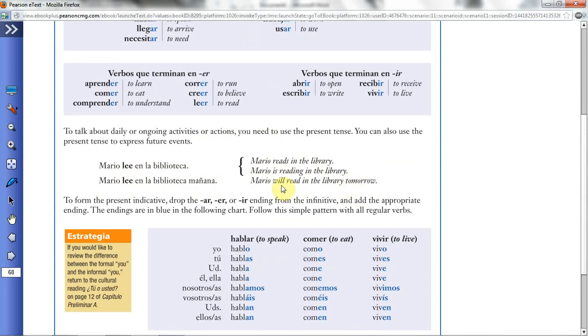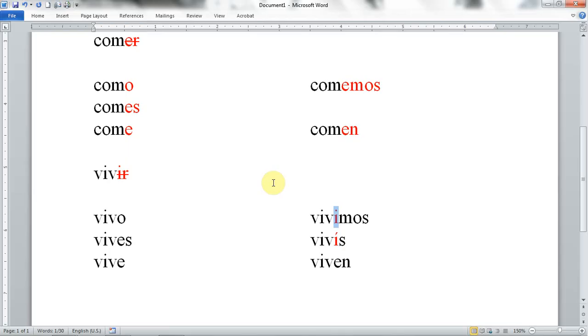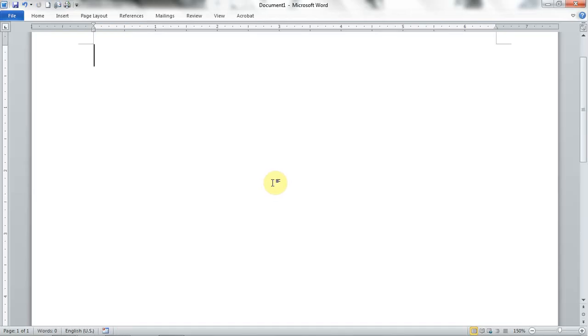That would be the best way to convey the meaning of the sentence, but in reality, it's like saying Mario reads in the library tomorrow, or Mario is reading in the library tomorrow. In Spanish, this can convey a lot of meaning, like reads, is reading, will read. Another thing it can convey that's not listed here is "do read."